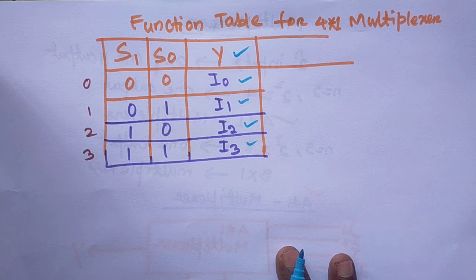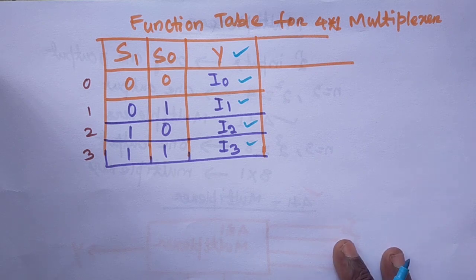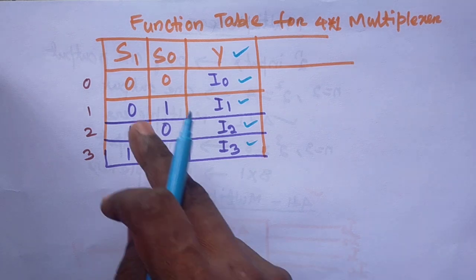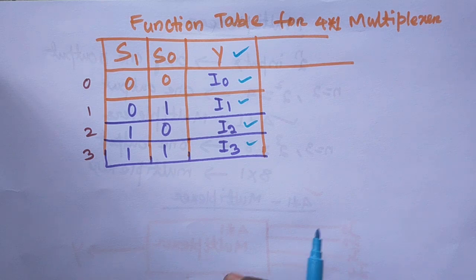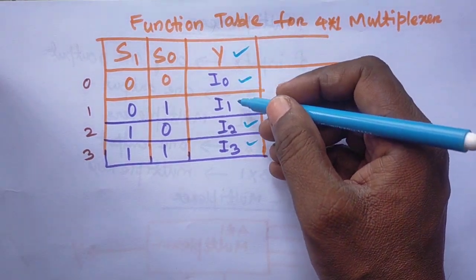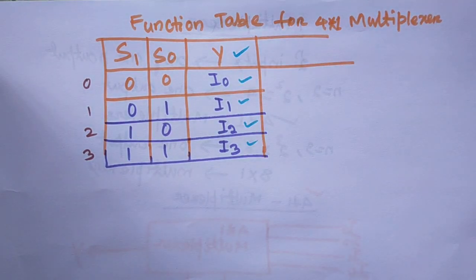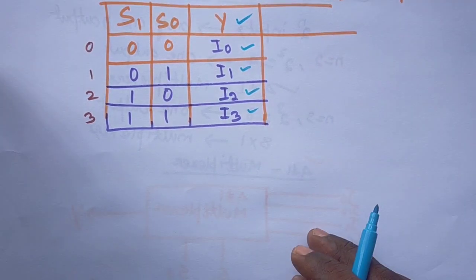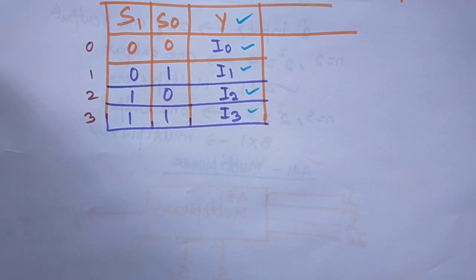Okay, now we see this is the function table. Now we can also define the Boolean function, where the two selectors are considered as inputs and Y is considered as output. This output is defined through I0, I1, I2, I3 like this. In a very simple way I will describe the Boolean function for this output Y for the 4-1 multiplexer. Very simple way I will design.